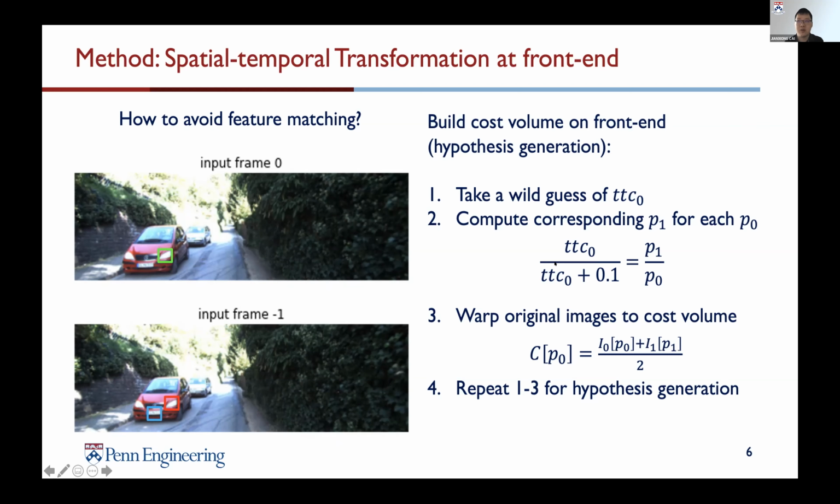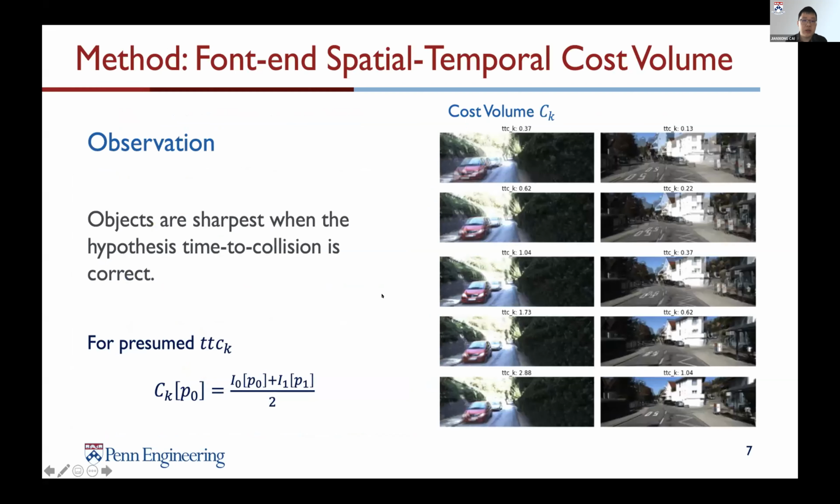So once we know all these pixel correspondences with respect to the presumed TTC value, we can warp the original input images into a new cost volume by simply doing a mean aggregation on the first image and the expected location of the second image, which is shown in this equation here. This yields a very interesting observation: objects are sharpest when the hypothesized time to collision value is correct.